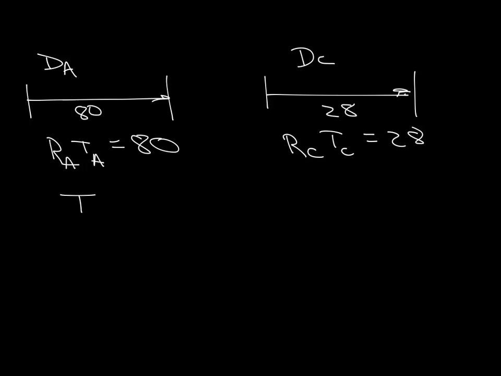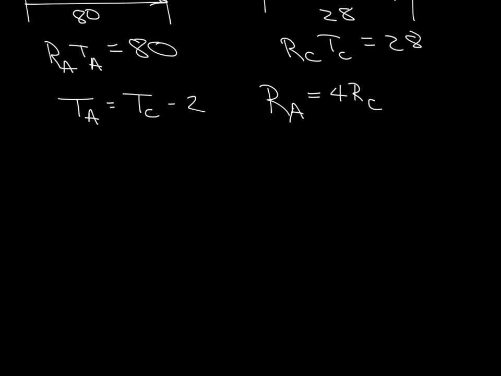The time that Atalanta ran was 2 hours less than her challenger. So the time of her challenger minus 2. Okay, so that would be another equation. The speed of Atalanta is, it says that she ran 4 times as fast. Okay, oops, not R, A, R, C. Okay, so there's my 4 equations.